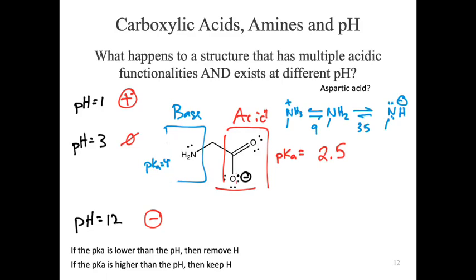Let's erase some stuff. There we go. So if we jump to a pH of, what do I want? 8, what would happen?